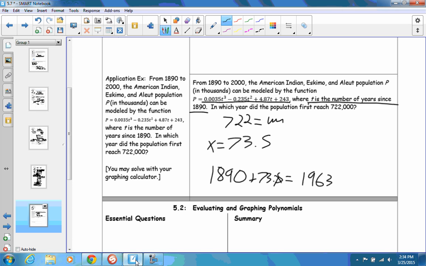1962. Wait, is that real? Oh, I don't know. It might be. It says 73.5, but I'm not interested in 0.5. I just want to know what year they reached it.